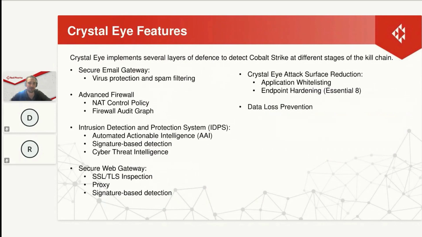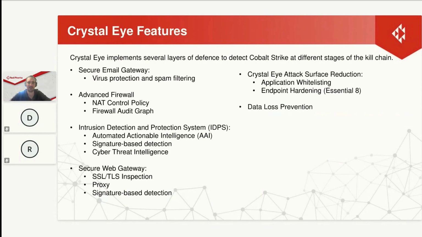So for Crystal Eye, we implement several layers of defense to be able to detect Cobalt Strike at different stages of the kill chain. Going in order of that kill chain, as I already mentioned, we've got the secure email gateway. We've got virus protection and spam filtering on that one, so it can potentially detect malicious files and links within the email.